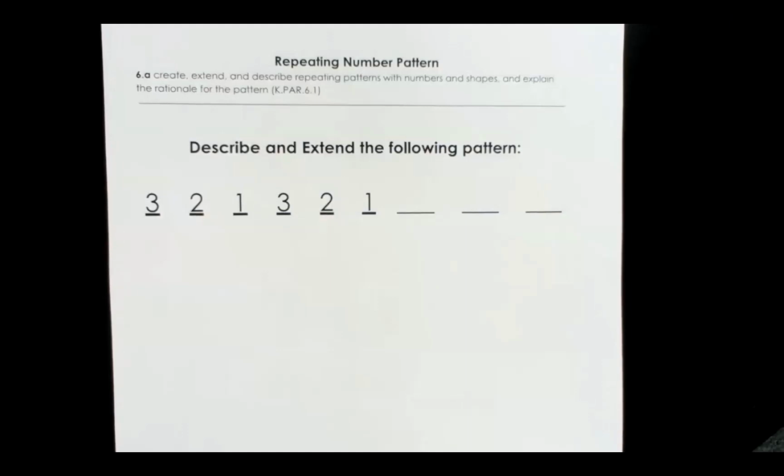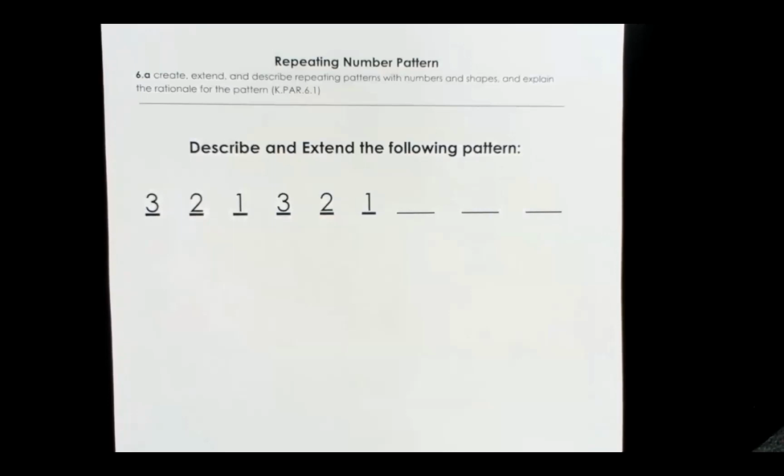IOA 6.A states that students will create, extend, and describe repeating patterns with numbers and shapes, and explain the rationale of the pattern. So far, students have had work with repeating patterns involving movements, 2D shapes, 3D shapes, and coins at the concrete level, as well as movements, 2D shapes, 3D shapes, coins, and objects at the representational level. So now we are wanting students to have some work with repeating number patterns. So for this problem, we want students to describe and extend the following pattern.